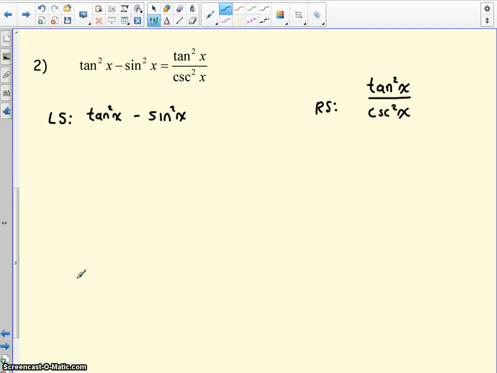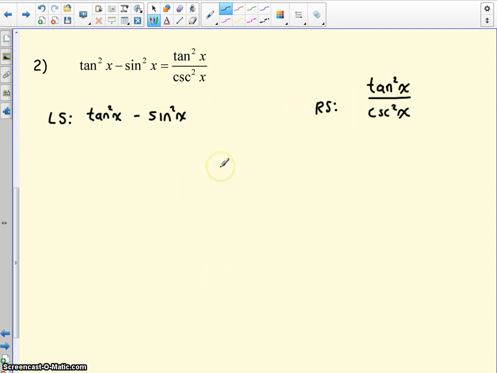Alright, so welcome back. Now, the second one here is a little bit more complicated than the last one. The last one we did in just one step. This one's going to take a little bit longer, so I'll run through it together with you. Now, as always, the first step is you separate your left side and your right side into two different equations so we can work with them independently.